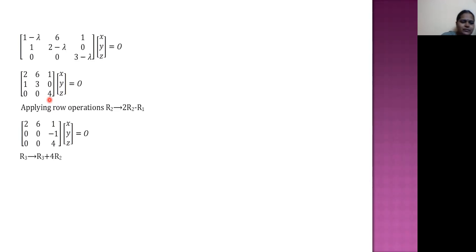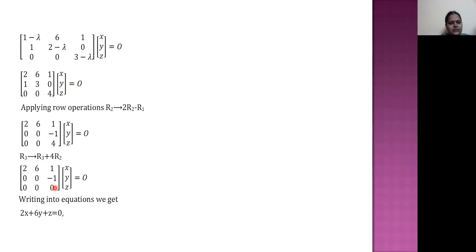Now in the next step we perform on R3: R3 is R3 plus 4R2. So on R3, if we perform the row operation, first and second rows will be as they are. On the third row, we multiply R2 with 4 and add it to R3. Then we have this element as 0. So now let us write it into equations. One equation is 2x plus 6y plus z equal to 0. Another equation, minus z equal to 0. That means z equal to 0.